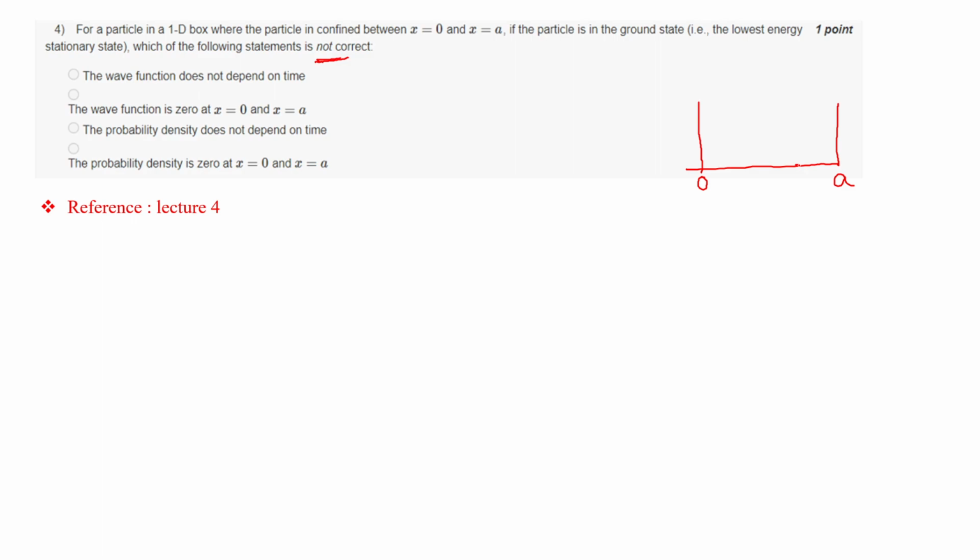The first option is the wave function does not depend on time. The wave function, that is psi, does not depend on time. Is this correct or not? The second: the wave function is 0 at x equals 0 and x equals a. The third option: the probability density does not depend on time. And the fourth option: the probability density is 0 at x equals 0 and x equals a. So what will be the answer?